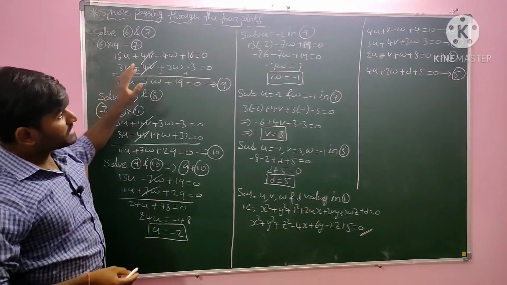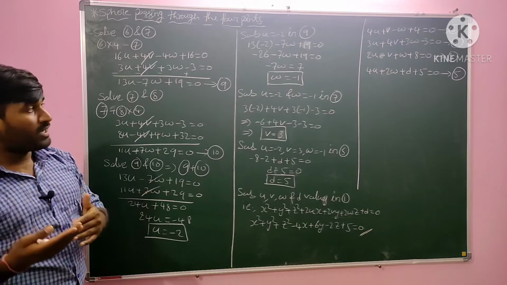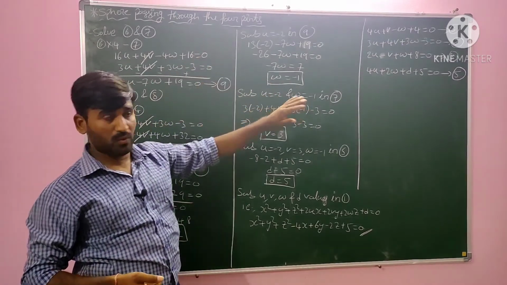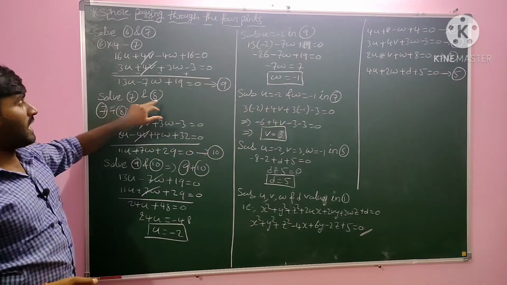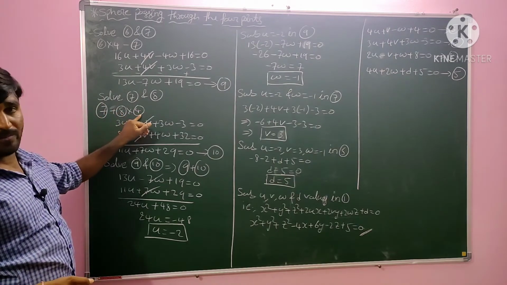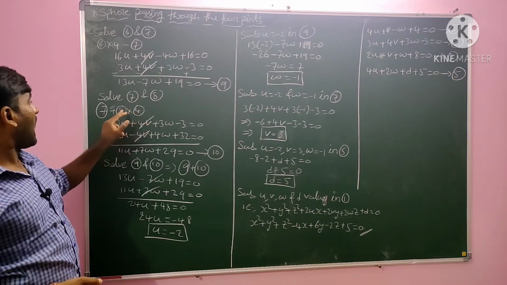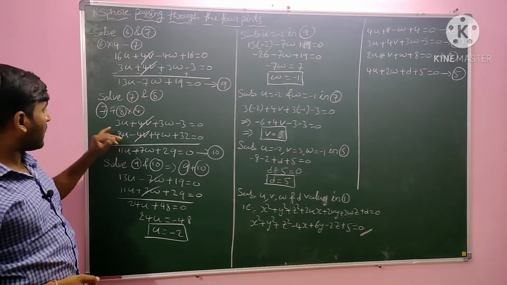Next, 6 and 7 are completed. Next, solve 7 and 8, or you can choose the 6th and 8th. I am taking the 7th and 8th. Multiply the 8th equation by 4 and add it to the 7th equation. Then what will we get?